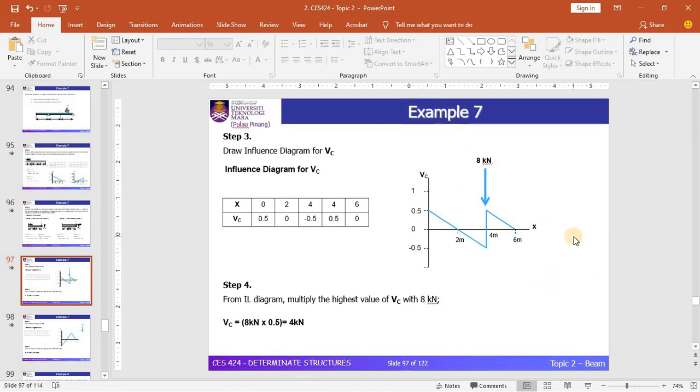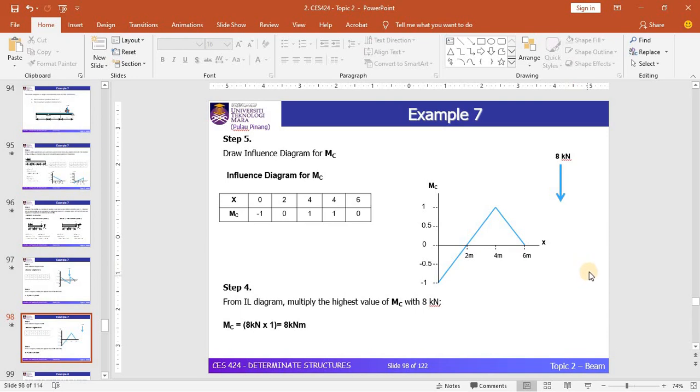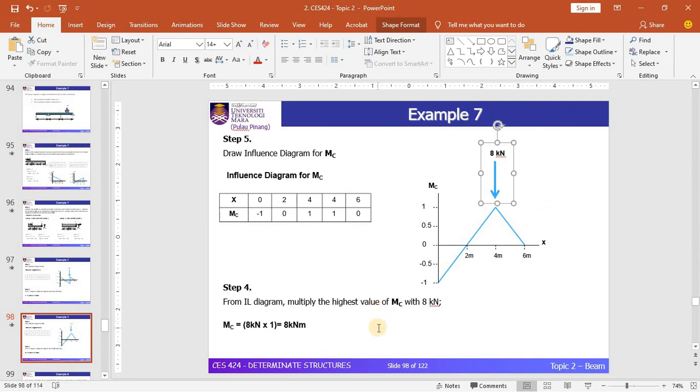Let's move on to the ILD for moment. In this diagram you can see the shape of the ILD that we developed in the previous part. Again in this problem we want to get the maximum bending moment value. In other words, you need to move this point load along the diagram and find the most critical value that can produce the positive moment. In this diagram, this is the positive side and this is the negative side. So you need to focus on the positive side.